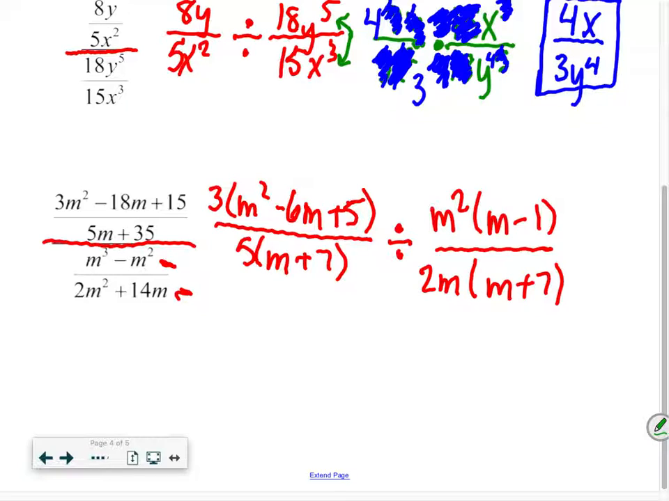Now we're going to deal with our dividing. Instead of dividing, we're going to keep, change, flip: multiply and flip this one. You'll notice everything is good except for this top right here. I want it to look like these. So how do I factor it? m minus 5 and m minus 1.